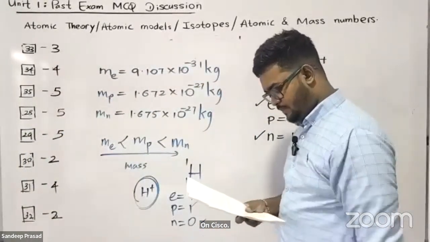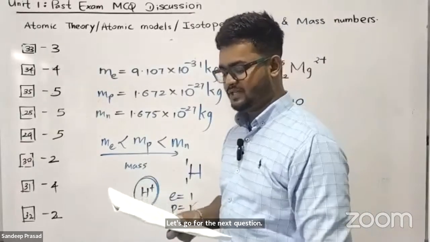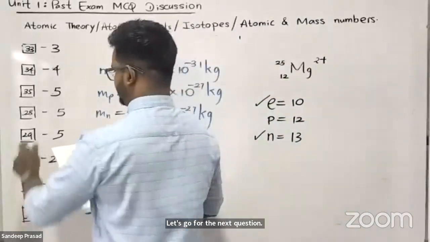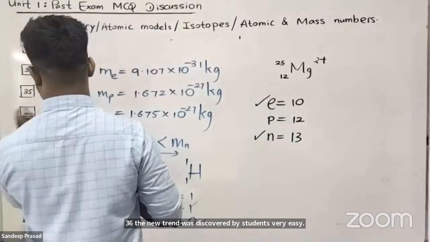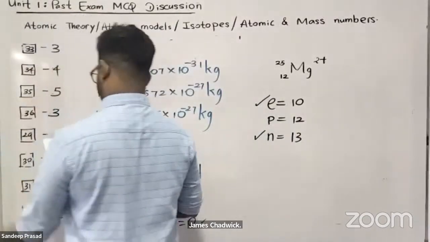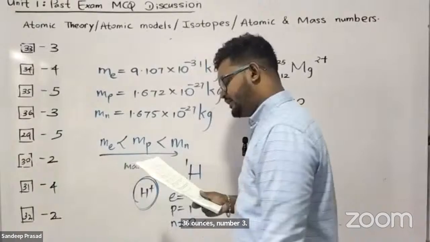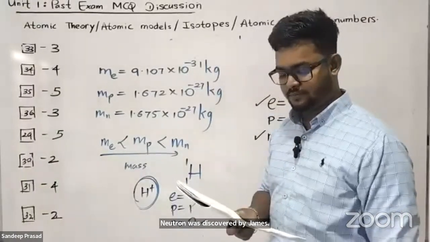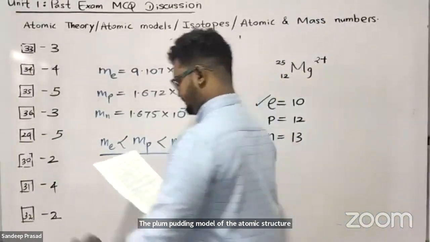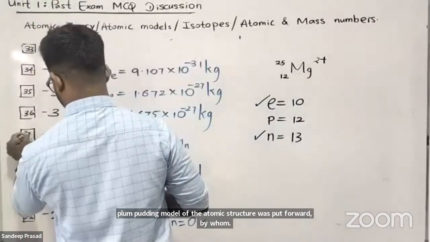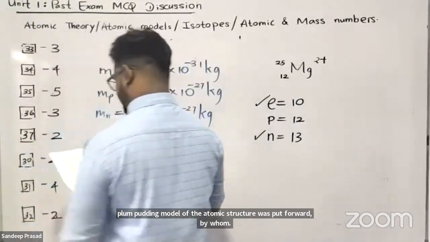Let's go for the next question. 36. The neutron was discovered by... students, very easy. James Chadwick. 36 answer is number 3. Neutron was discovered by James Chadwick. The plum pudding model of the atomic structure was put forward by whom? J.J. Thomson. 37 answer is the second one.